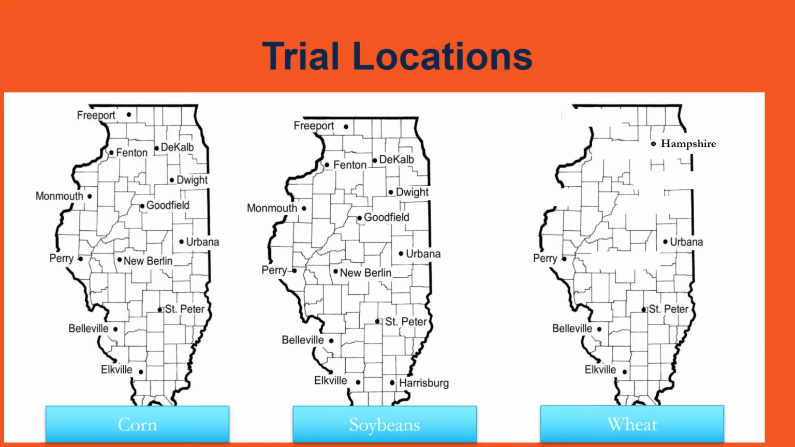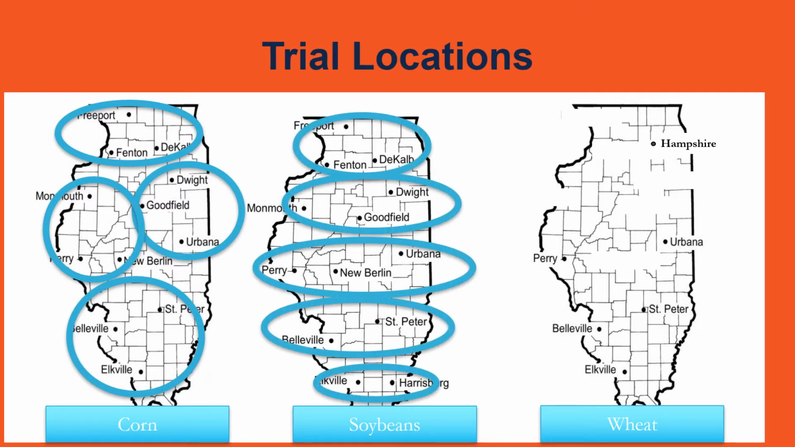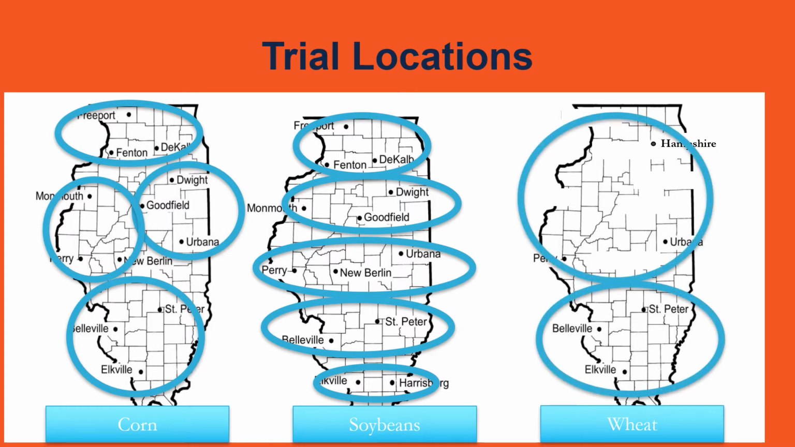Here's a map of each of the crops and their locations. For corn, we have 12 different locations scattered throughout the state. They're broken up into regional tests. So we have a northern, an eastern and western region, and a southern region. Soybeans is a little bit different. We have 5 regions broken up on a north to south gradient. And then we have wheat, which is just a northern and southern location with 3 spots within each test.